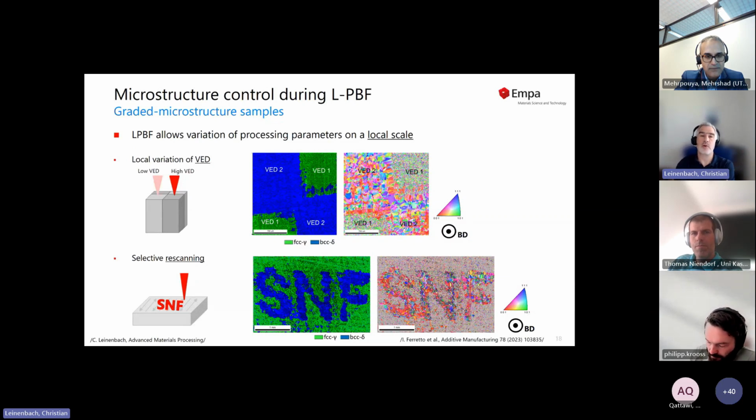However, in additive manufacturing, we also have the possibility to do rescanning. That means, without applying another powder layer, we just go back to a certain position and rescan that area before depositing a new layer of powder. And this is what we also did. So we started to write in our material with the goal that we deliberately evaporate manganese here. And as you can see here, SNF, these are the initials of the Swiss National Science Foundation. So we could write in BCC phase in our primary gamma austenite phase.